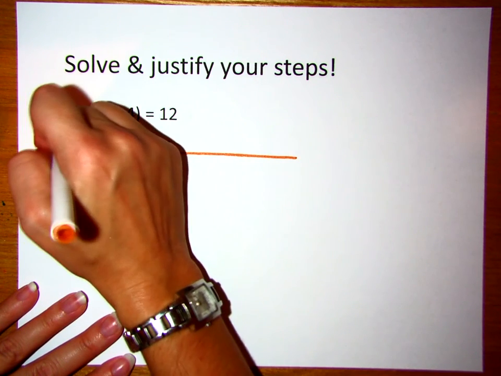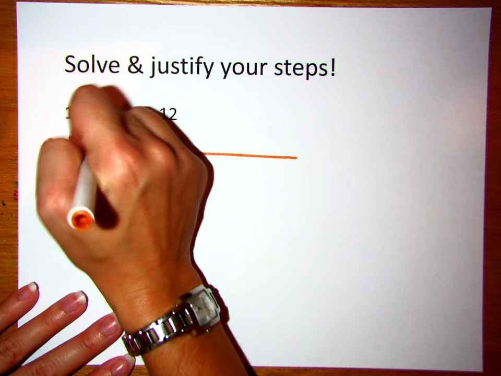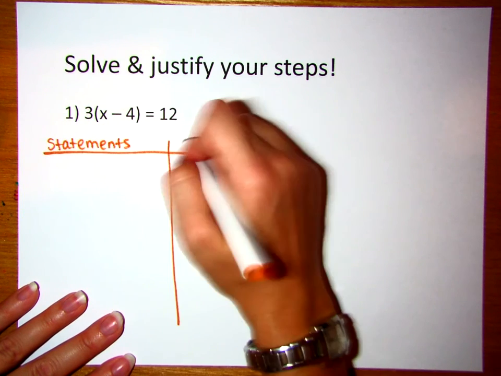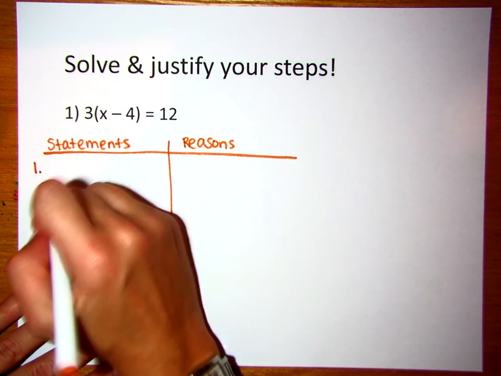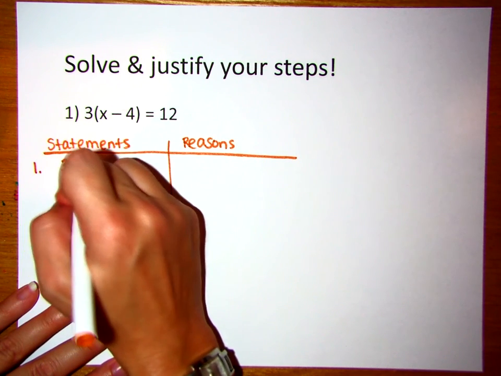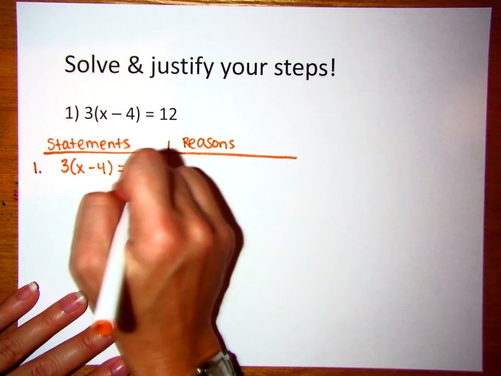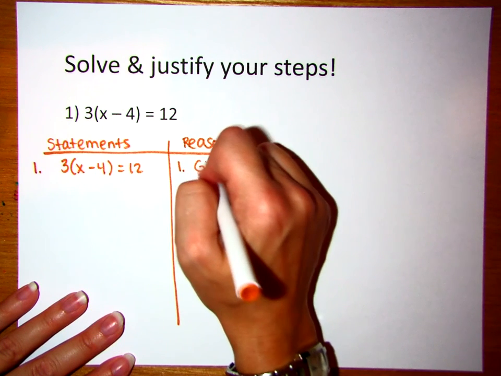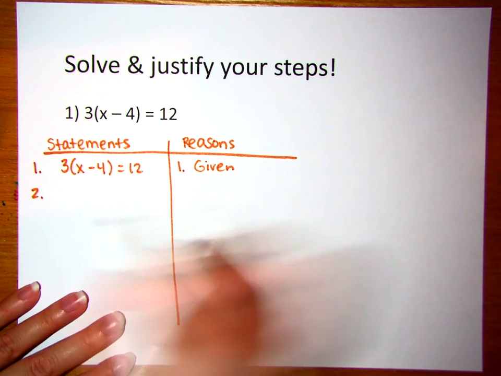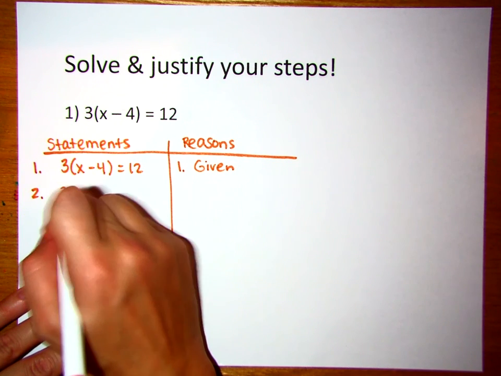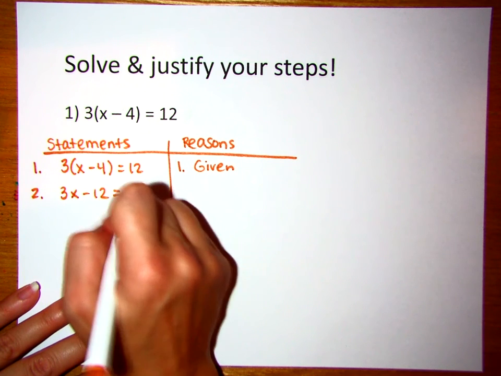So on this side would be statements, and this side here would be reasons. So we're going to start with the first one, which is 3 times x minus 4 equals 12. And that is just given to us. So what are we going to do first? Well, let's go ahead and distribute. So if we distribute, we get 3x minus 12 equals 12.